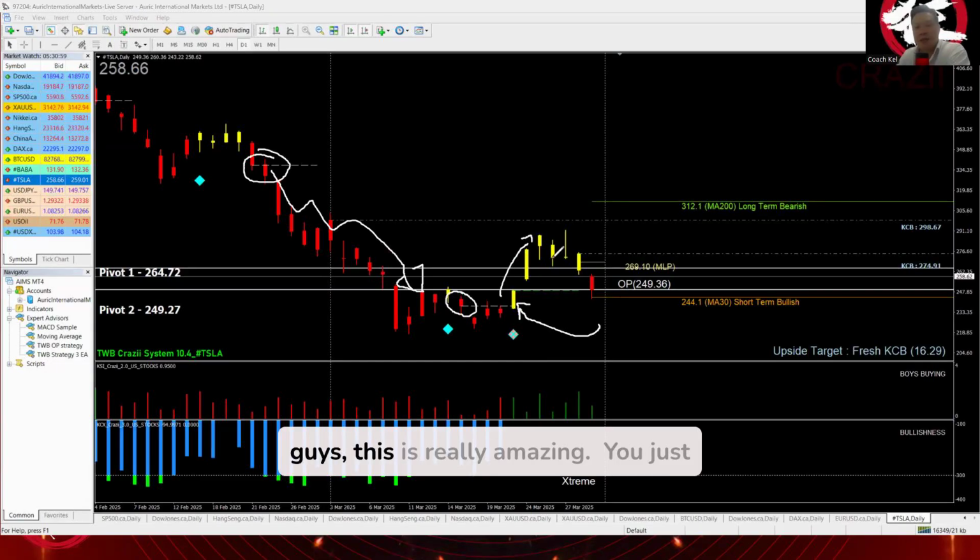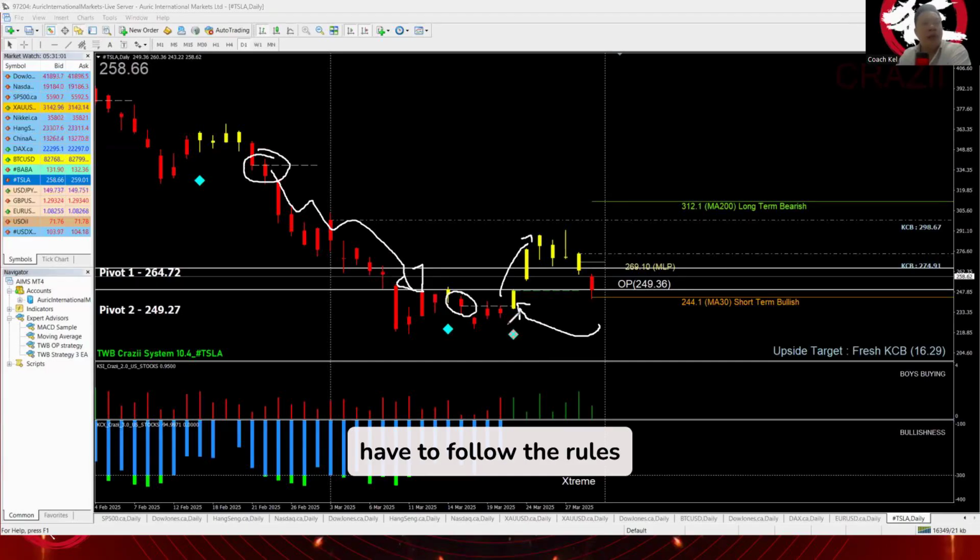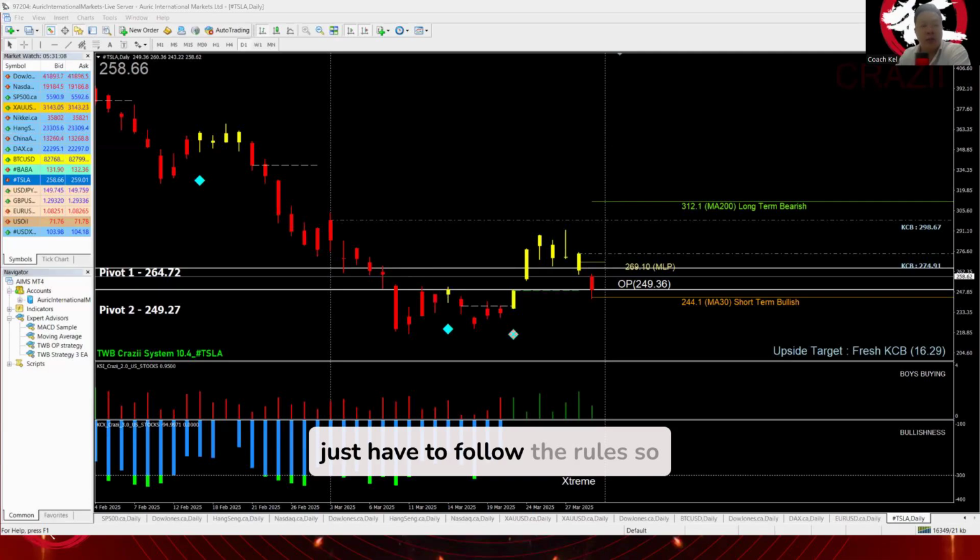So that's why, guys, this is really amazing. You just have to follow the rules and trade accordingly. You don't need to think too much. Don't need to think about what you should do to deal with the market crash and all this. You just have to follow the rules so that you can make money from the market.